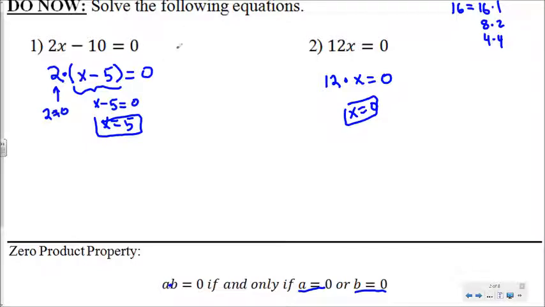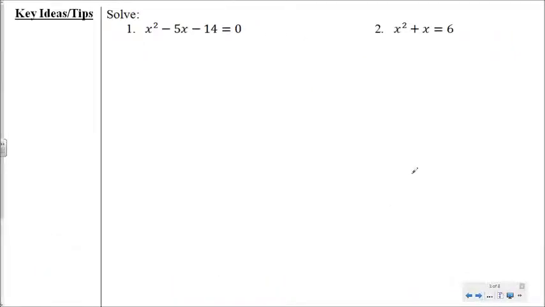This second method, using the zero product property, is actually going to help us very much when we get to quadratic equations. So let's look at a couple of quadratic equations and see how we can solve them. First, we'll look at this one, which is already in standard form. This is another reason why standard form is very helpful. I have x squared minus 5x minus 14, which is equal to 0.